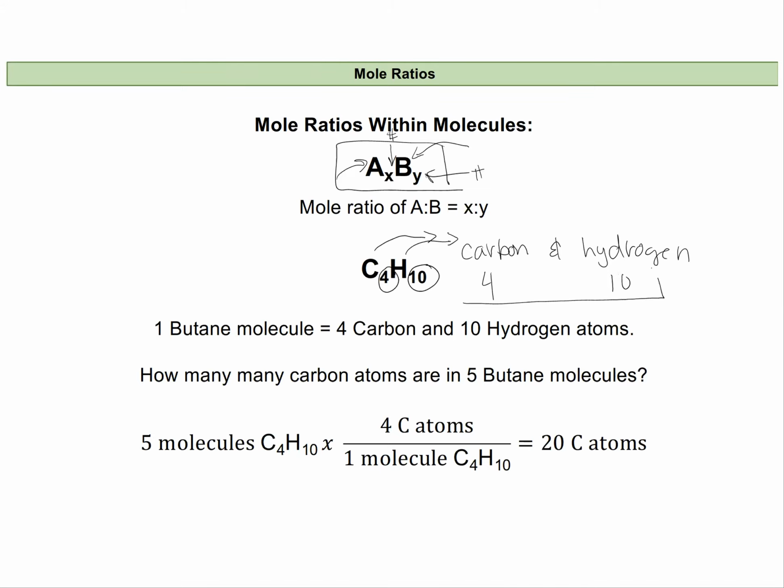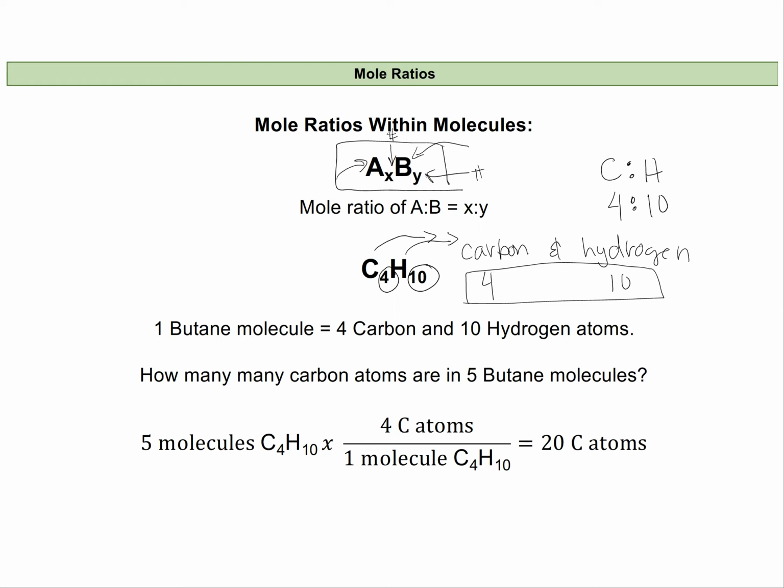And this 4 to 10 is really the mole ratio of carbon to hydrogen. So if I were to think, how many carbon atoms do I have relative to hydrogen? It would be 4 carbon to every 10 hydrogen. And we use this when building Lewis dot structures and trying to decide what this molecule looks like, and it really defines that chemical identity of the molecule.